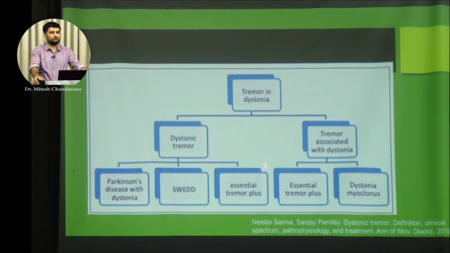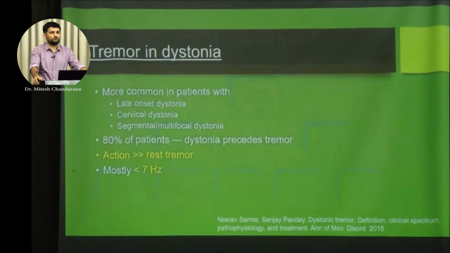Tremor in dystonia, dystonic tremor, has to be differentiated from SWEDDs as well as Parkinson disease with tremors with dystonia or ET+, and tremor associated with dystonia also should be differentiated from essential tremor plus. And if a patient has cervical dystonia and postural tremors in both upper limbs, then it can be myoclonus also, like jerky myoclonus. So dystonia myoclonus is another consideration in this kind of patient. So that also should be differentiated.